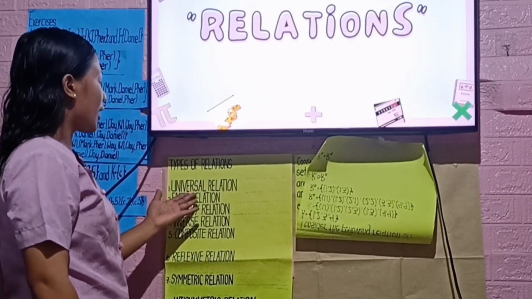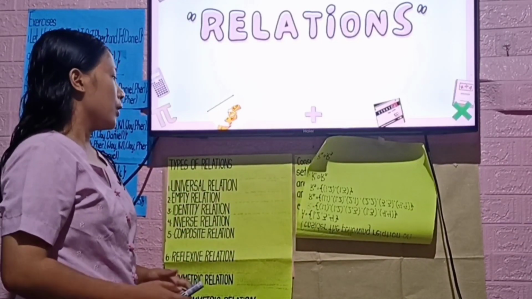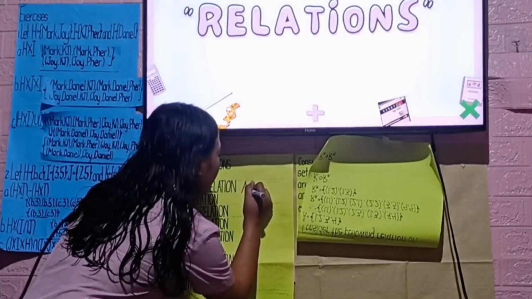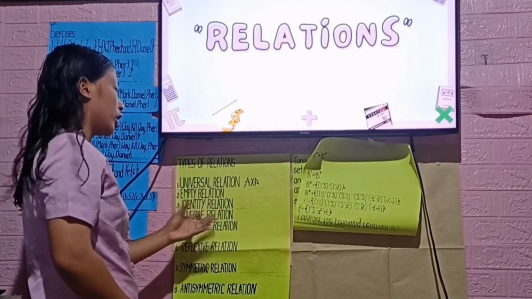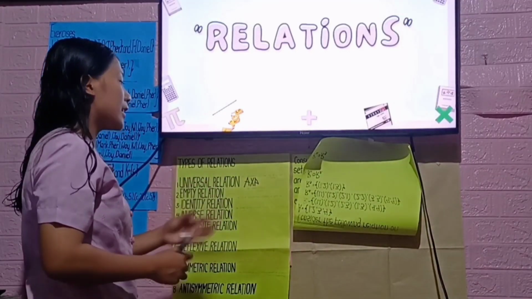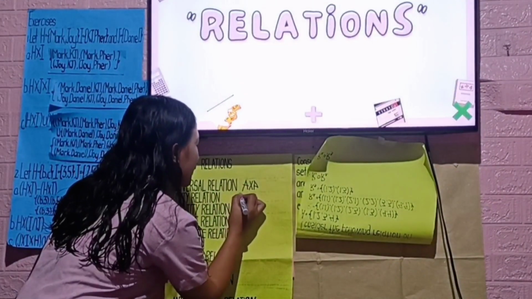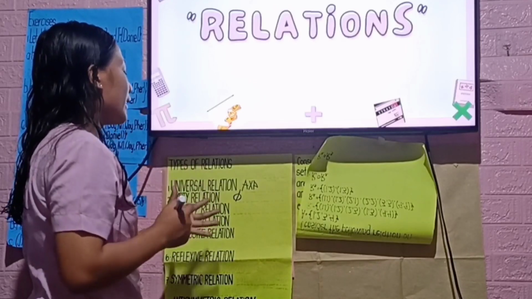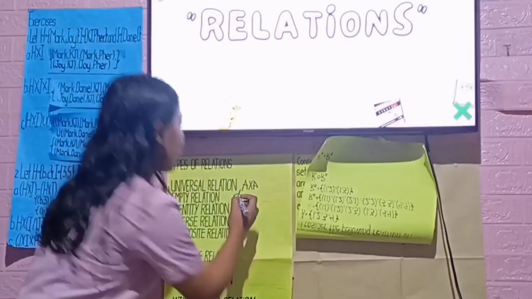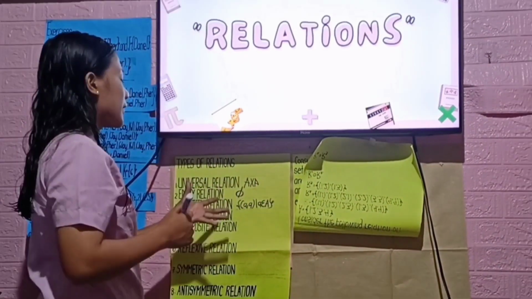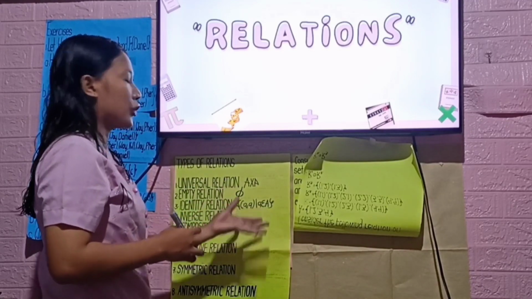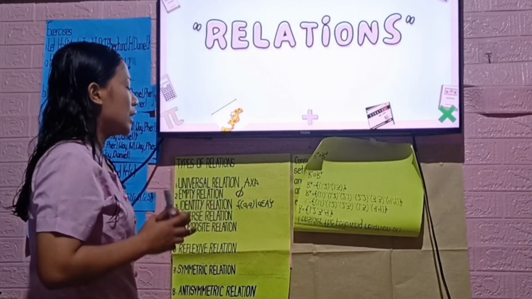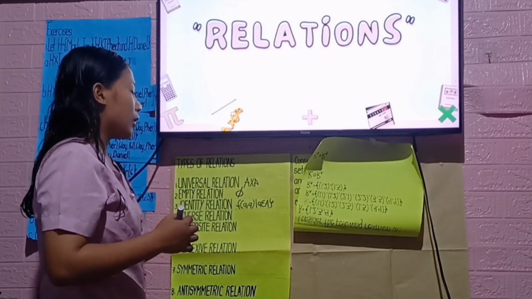So, types of relations. Number 1, universal relation. The universal relation on A is the relation A cross A. Number 2, the empty relation on any set is denoted by the empty set. Number 3, identity relation. On set A, the identity relation is given by the set of (a, a) such that a is an element of set A. Number 4, inverse relation. The inverse of any relation on set A is denoted by this.